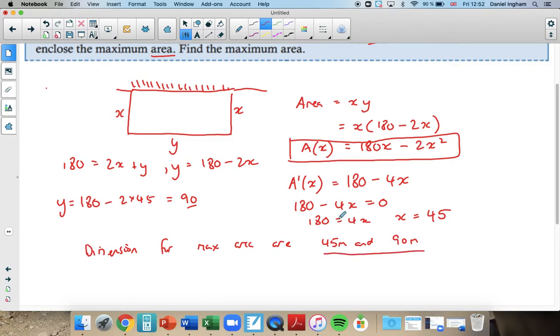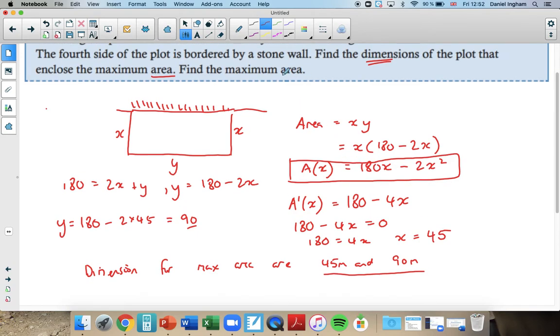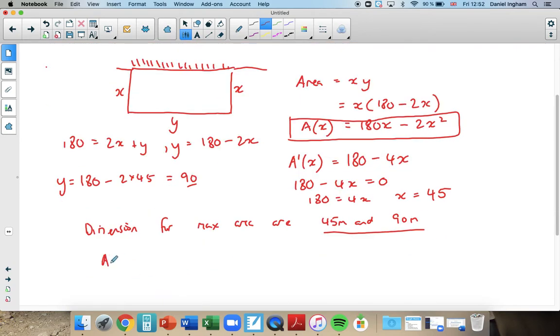If that was a question in the exam, if that's all the question was, that's your answer, and that's absolutely fine. We also need to find the maximum area. So the area is 45 times 90. And I'll just quickly use a calculator to work that out. Sorry, I should have had that already for us. 45 times 90, 4,050 square metres.